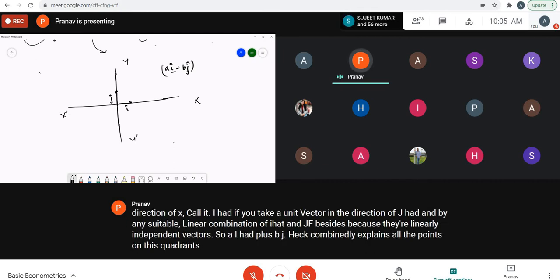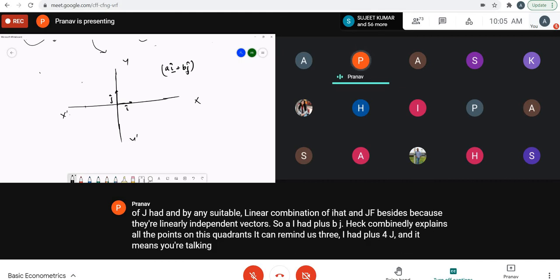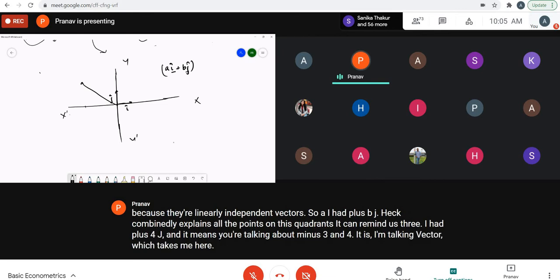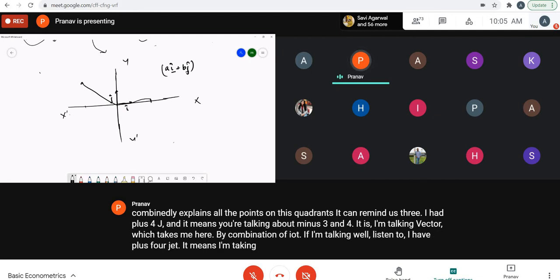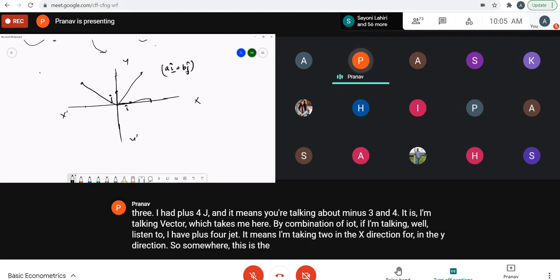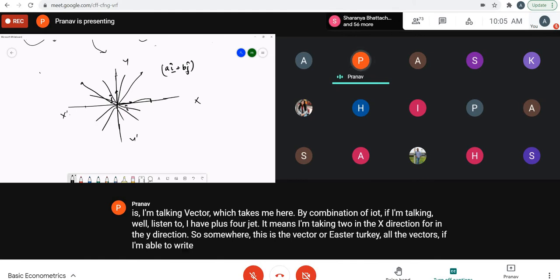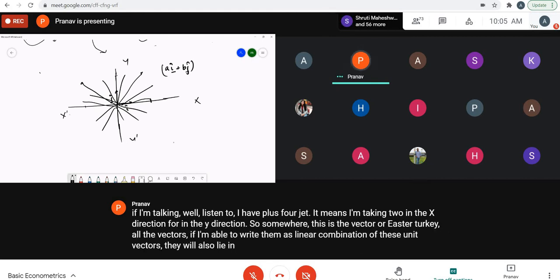It can be minus 3 i hat plus 4 j hat. It means you are talking about minus 3 and 4, it means I'm talking about a vector which takes me here by combination of i hat and j hat. If I'm talking about, let's say, 2 i hat plus 4 j hat, it means I'm taking 2 in the x direction, 4 in the y direction. So somewhere this is the vector. और इस तरह करके all the vectors, if I'm able to write them as linear combination of these unit vectors, they will also lie in the same space.